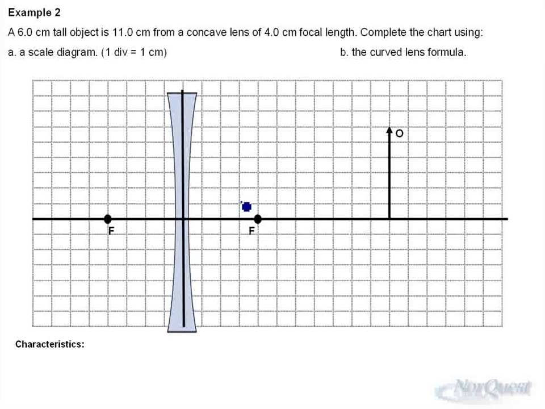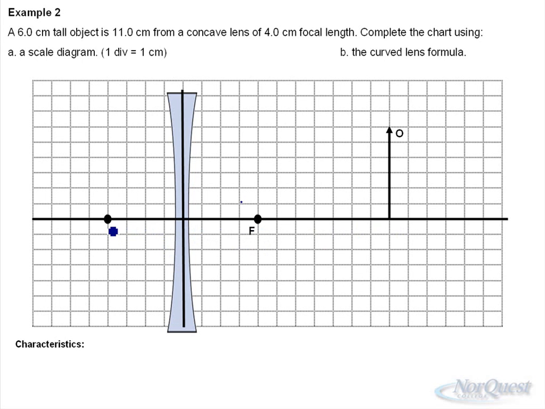Again, let's just make sure we've got the principal axis, the perpendicular line through the principal axis with the optical center, both focal points, and the object the correct distance away. 6 centimeters tall, 11 centimeters away. Focal points 4 centimeters on both sides. Once you have that, you're ready to draw your ray diagrams.